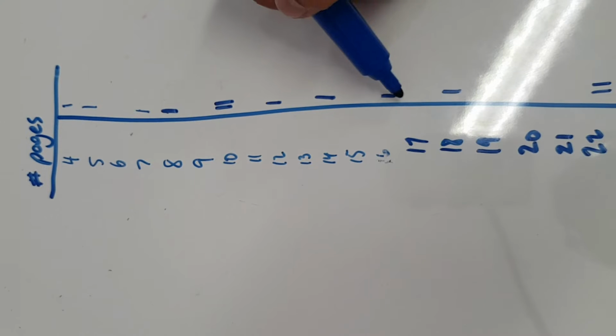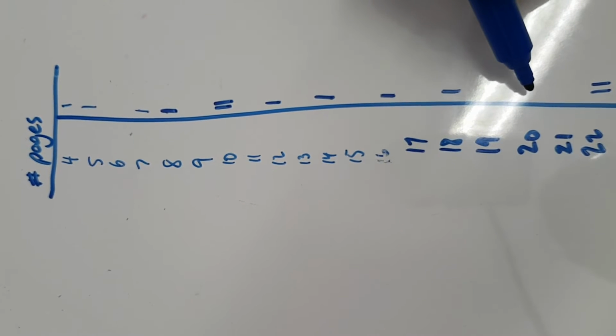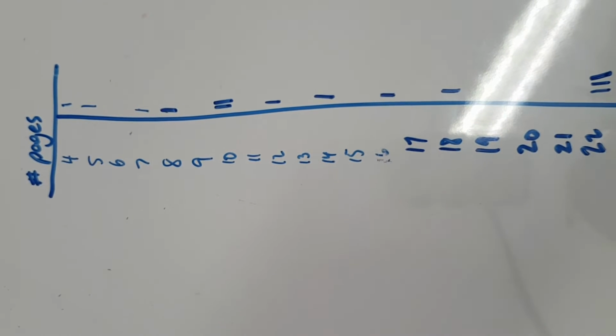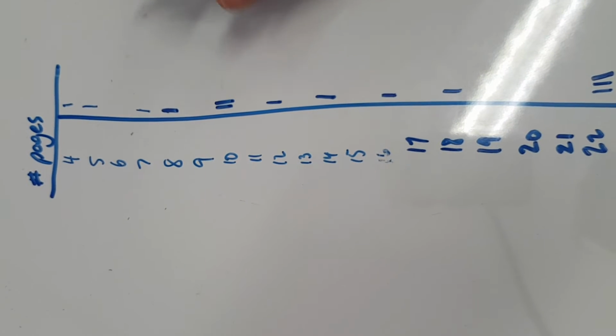Zeros, ones, zeros, ones, zeros, ones, zeros, zeros, zeros, and ones. Oh, sorry, another student's read 20. So 3 students have read 22 pages. So now what I can do is identify my minimum, my maximum, and my mode.